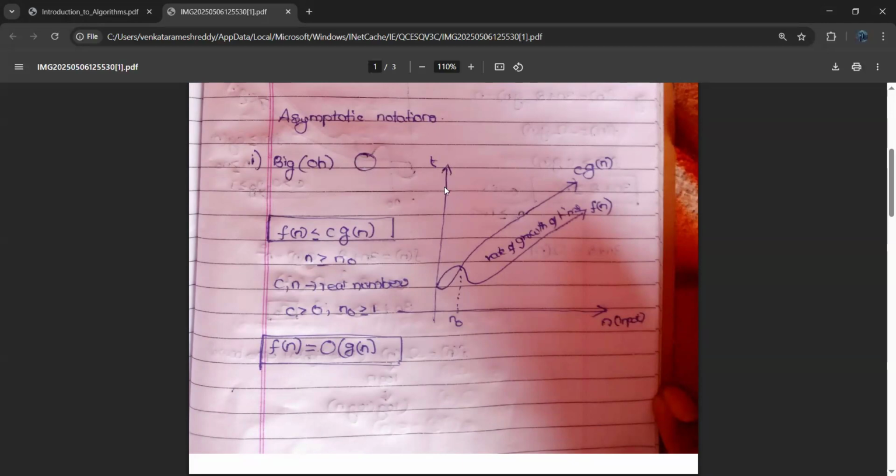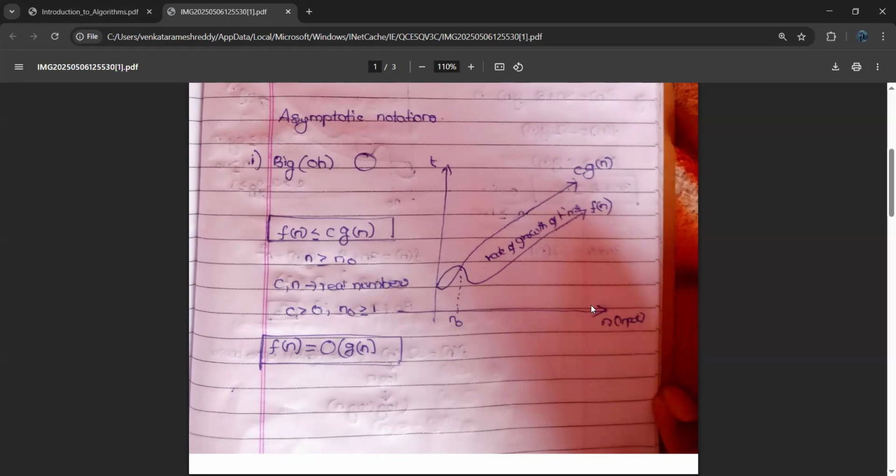Here, see, we are taking a graph. It means we are taking an x-axis and a y-axis. In the x-axis, I am considering n. It means n defines the input size, and on the y-axis I have taken T. T defines the time complexity, meaning the amount of time that it is taking.